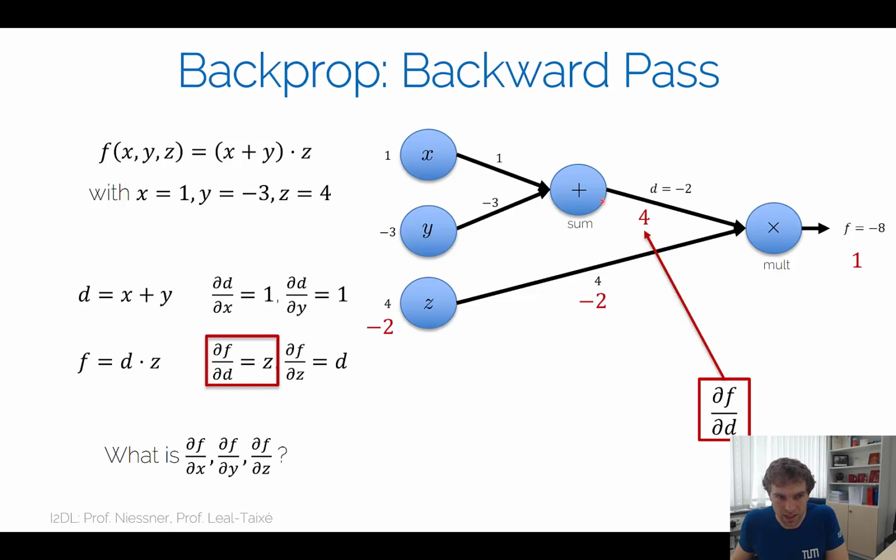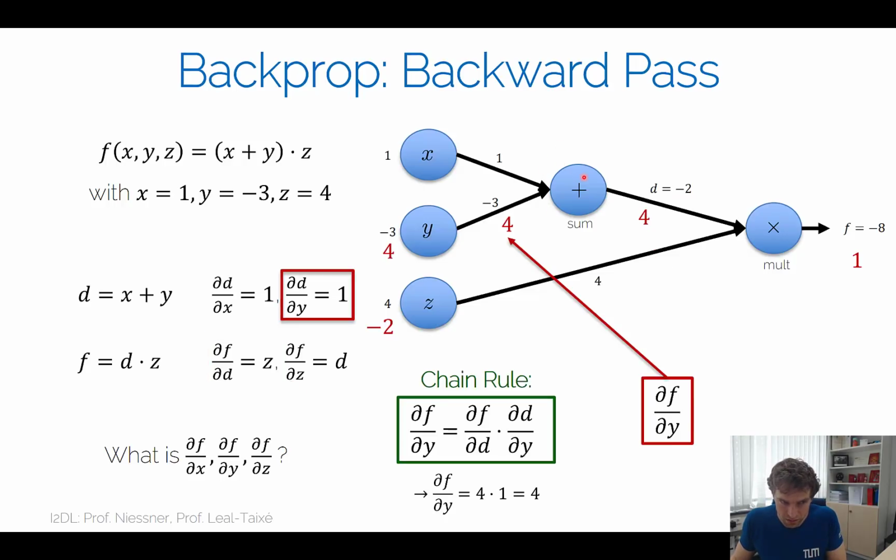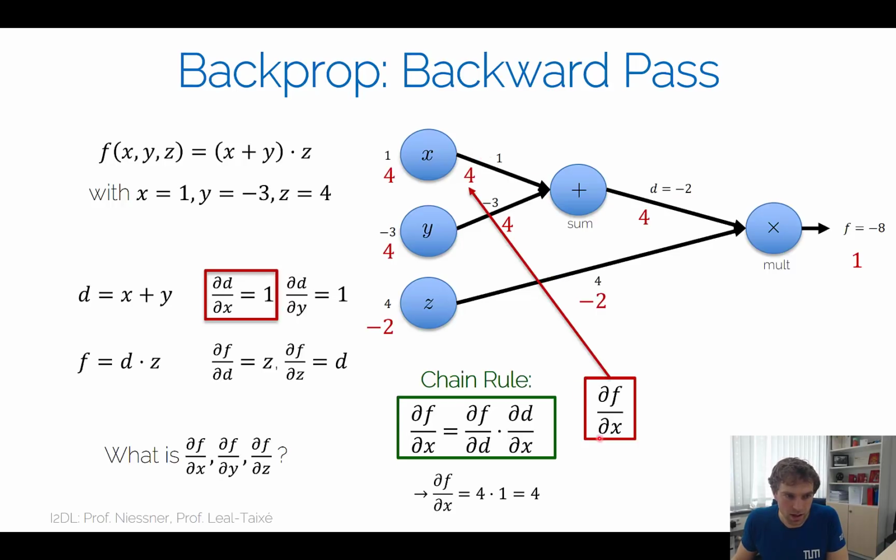Now, when I'm taking the summation here, I have to apply the chain rule, meaning I want to know this sum. What is the gradient in this direction? Well, this is 1, right? So I have whatever we had here, this 4 times 1 is 4, so I get a gradient of 4 here.